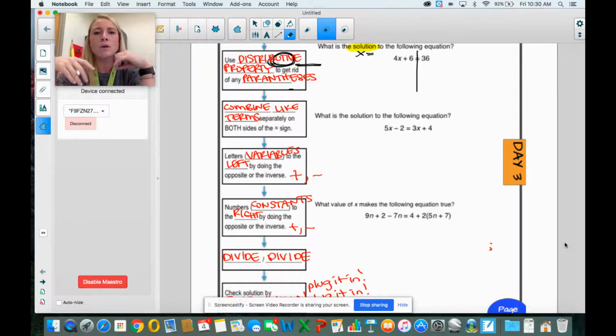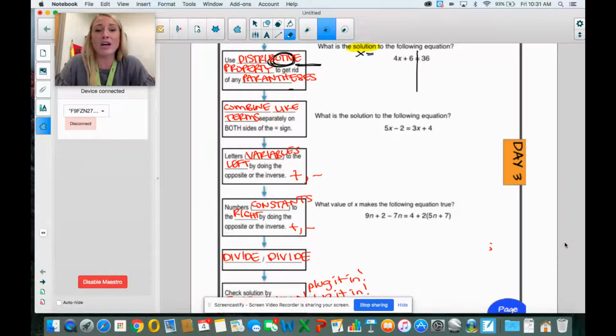All right. So if I look over to my left, what was our first step? Distribute. So I look, do I have any parentheses in this equation? I don't. So I get to skip that step. Yay. Second step, combine like terms. Now I'm going to do it separately on the left side. Do I have anything that I can combine? 4x plus 6. I don't. All right, so let's look at the right side. 36. Do I have anything else I can combine with it on that side? No, I don't. So I actually get to skip this step as well.